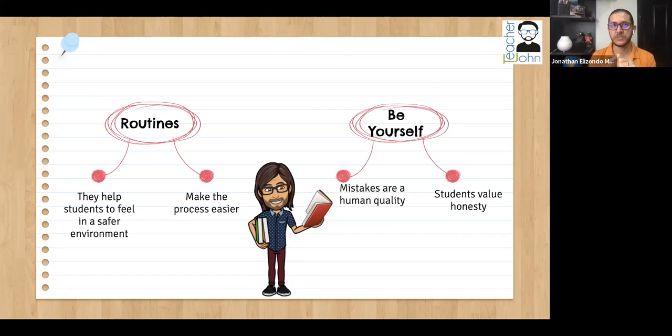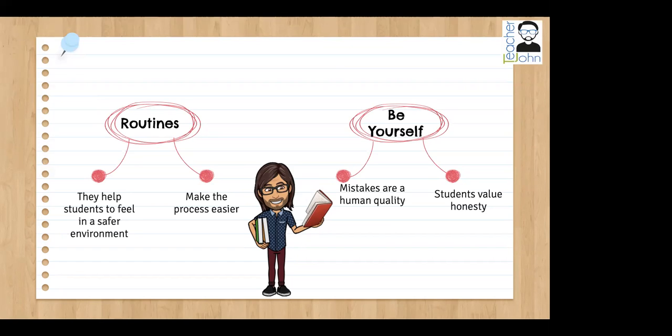If you don't tell that to students, students might feel like the teacher is using something he doesn't know. But if you tell them honestly, this is something really good, I want to try it, then your students are going to value that honesty.